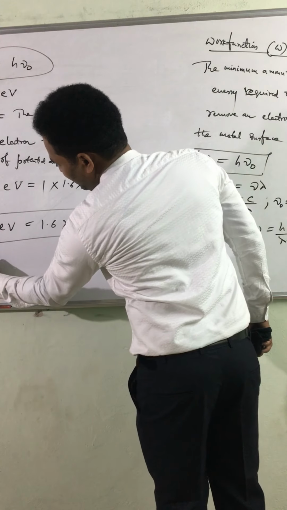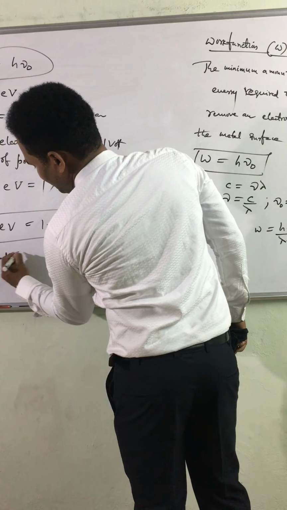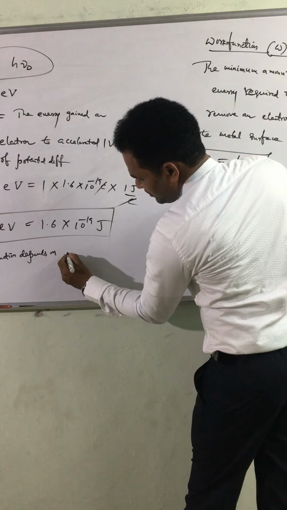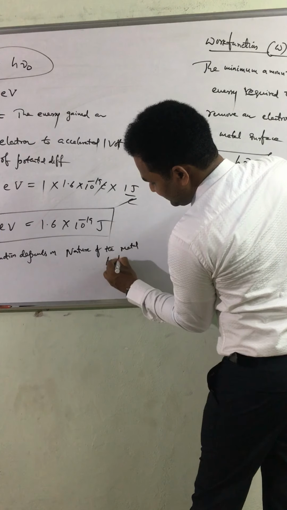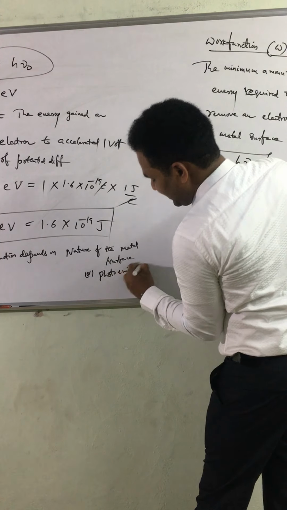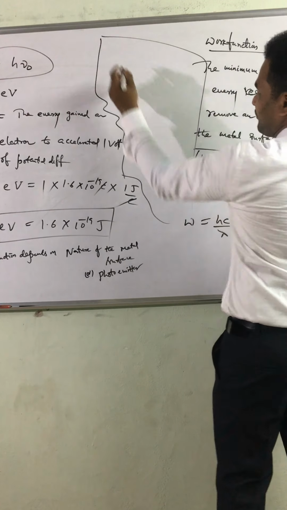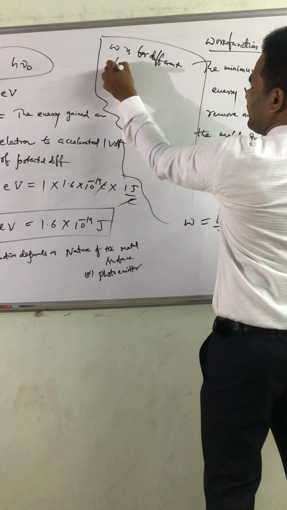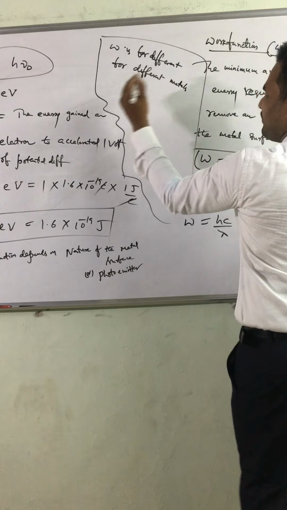Work function depends on the nature of the metal surface or nature of the photo emitter, right? So work function is different for different metals.